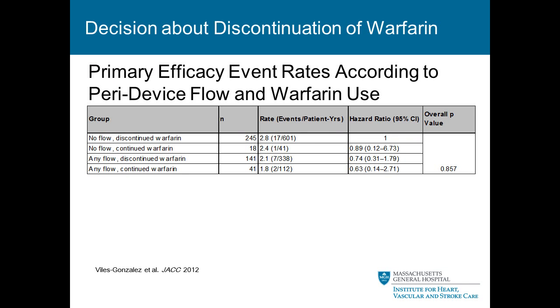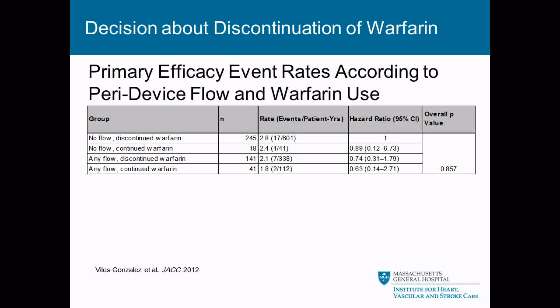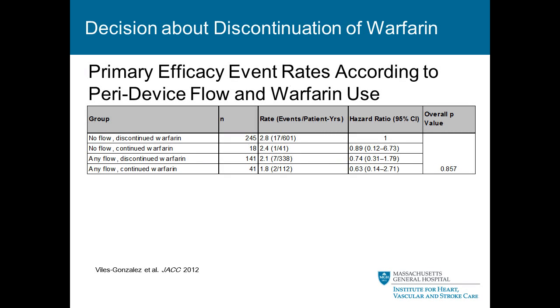The decision about discontinuation of Coumadin: the best or most complete set of data in this field is from the Protect AFib study. Here are the primary efficacy event rates according to the presence of peri-device flow and warfarin use. These are 4 groups of patients.